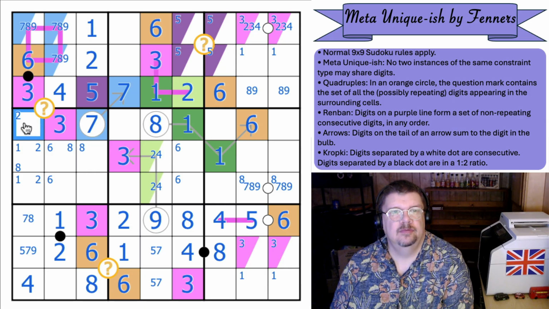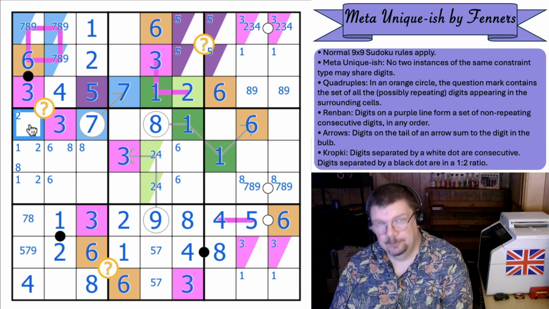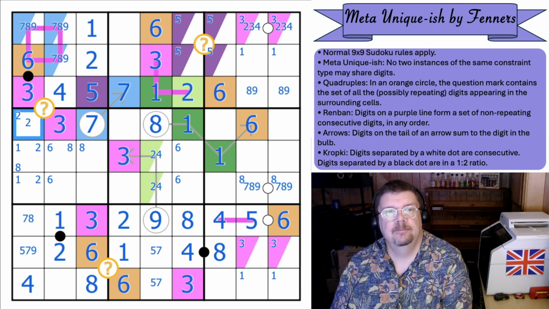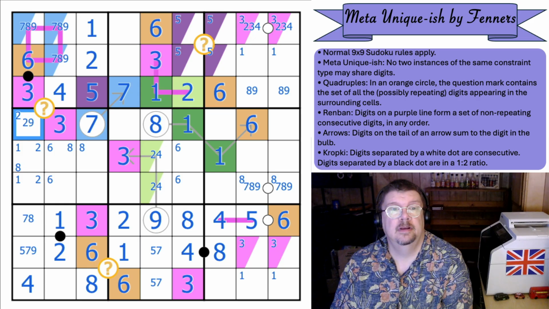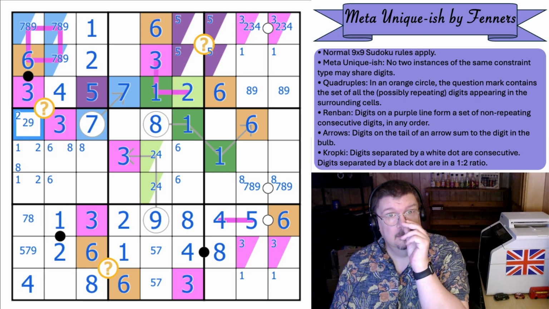All right, what's this digit? It can't be 1. It could be a 2. It can't be a 3. It can't be 4. It can't be 5 because we have 5 on a quadruple. It can't be 6 because we have 6 on a quadruple. It can't be 7. It can't be 8. It could be 9. That is 2 or 9.